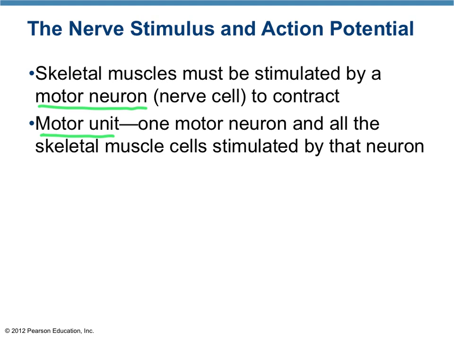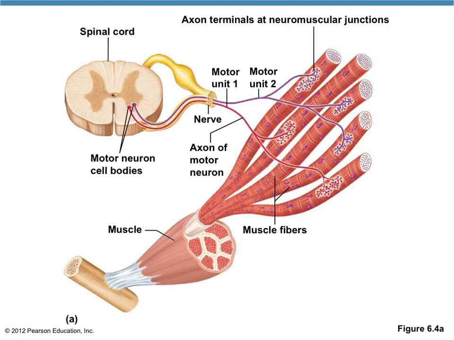So typically there's one neuron and it asks several muscle cells or muscle cell groups to contract together. On this slide you can see a motor unit. In this diagram there's two. Motor unit 1 is represented by this red neuron, and you can see that it stimulates this muscle and this muscle group. And then motor unit 2 stimulates this muscle group, and this muscle group.